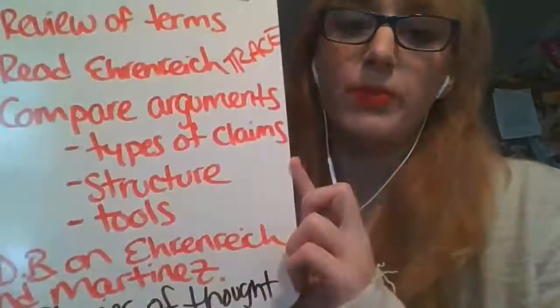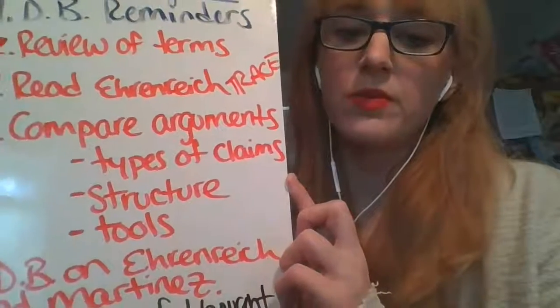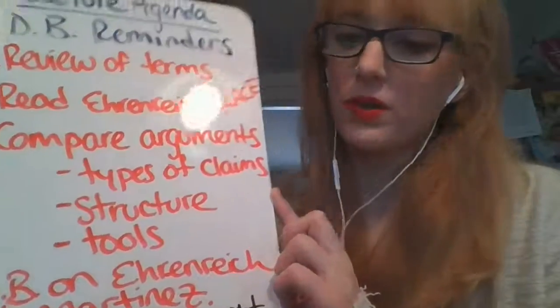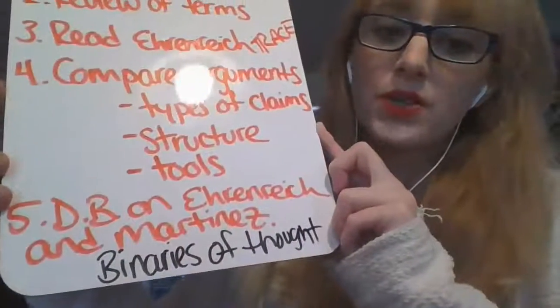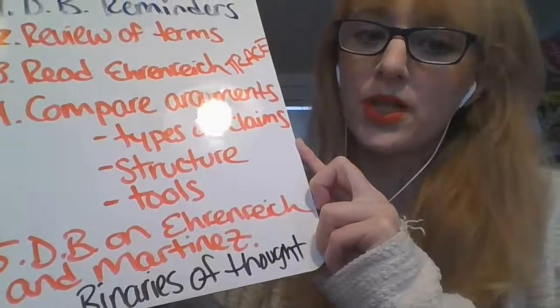Then we're going to talk about comparing arguments, types of claims, structure of arguments, tools that we use. I'm going to go over the discussion board on Ehrenreich and Martinez, which is about binaries of thought. And then we're going to talk about building argument for particular audiences. And we're going to talk about how do we identify audiences, okay? All right, so the first thing I want to do is review some of the terms that you are going to be using in this course, okay?